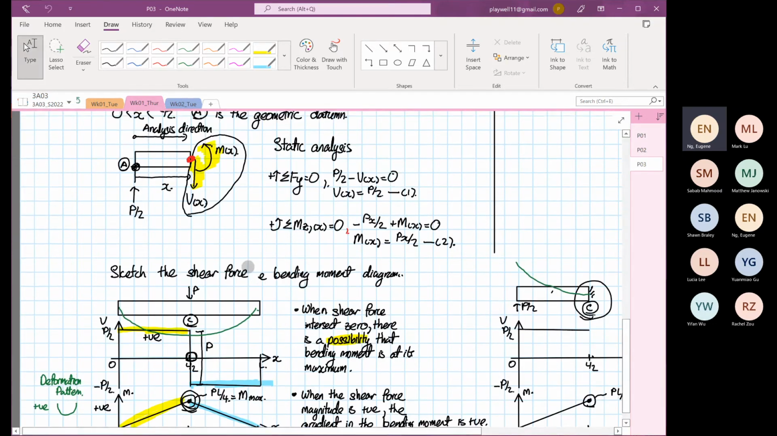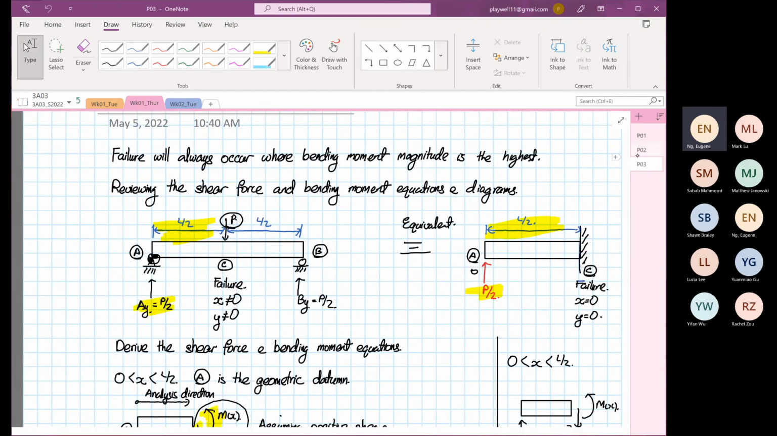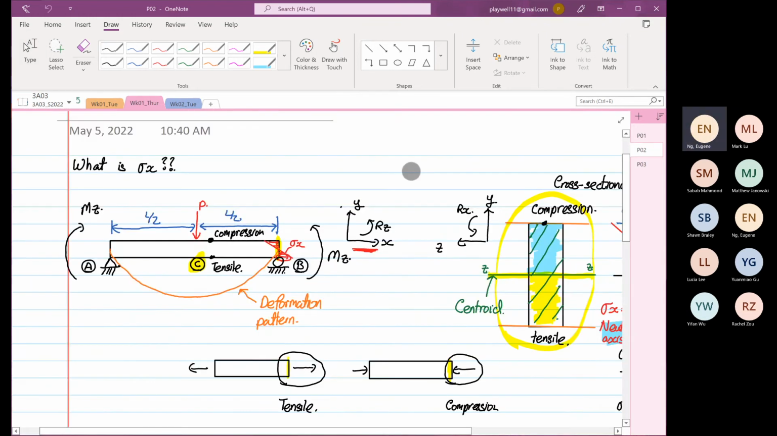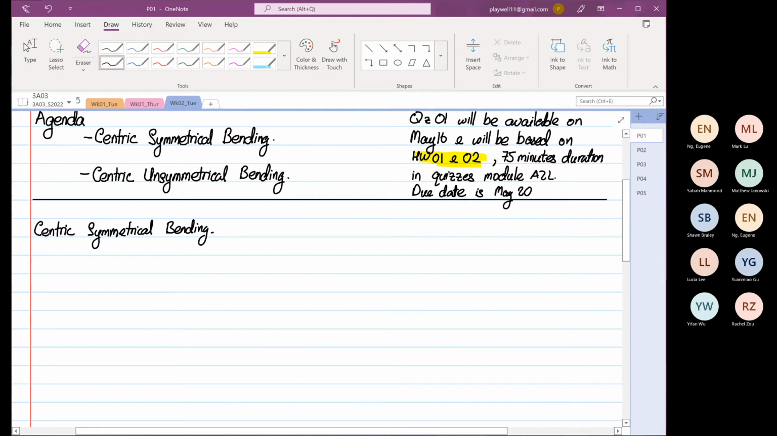But more important, just to quickly recap regarding bending moment at this stage, whenever we have a bending moment vector, the head will always be compression, and the tail end of the bending moment vector will always be tensile. Okay, so that's just a quick recap on what we've done.